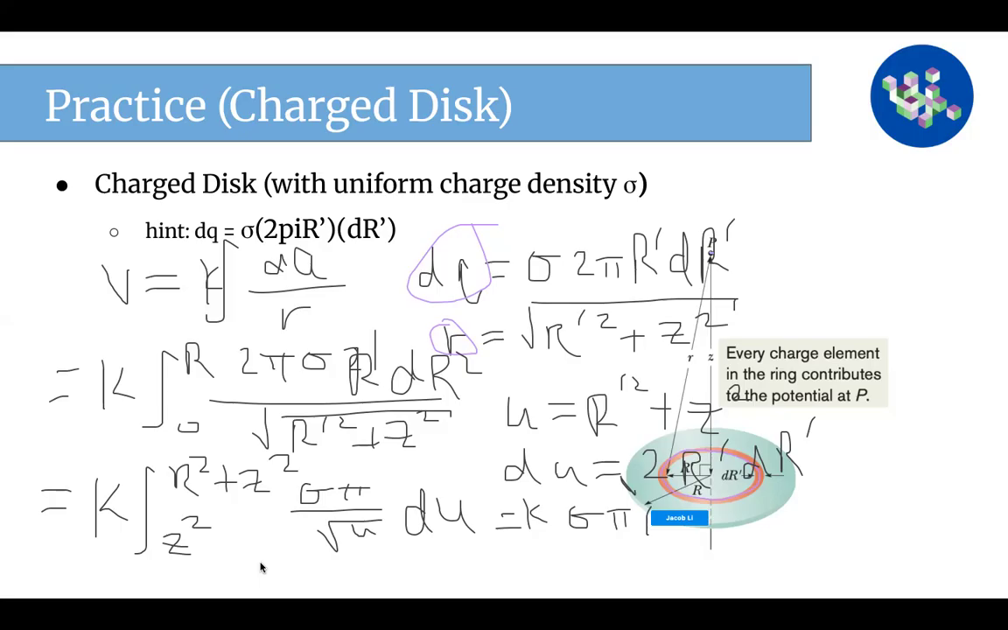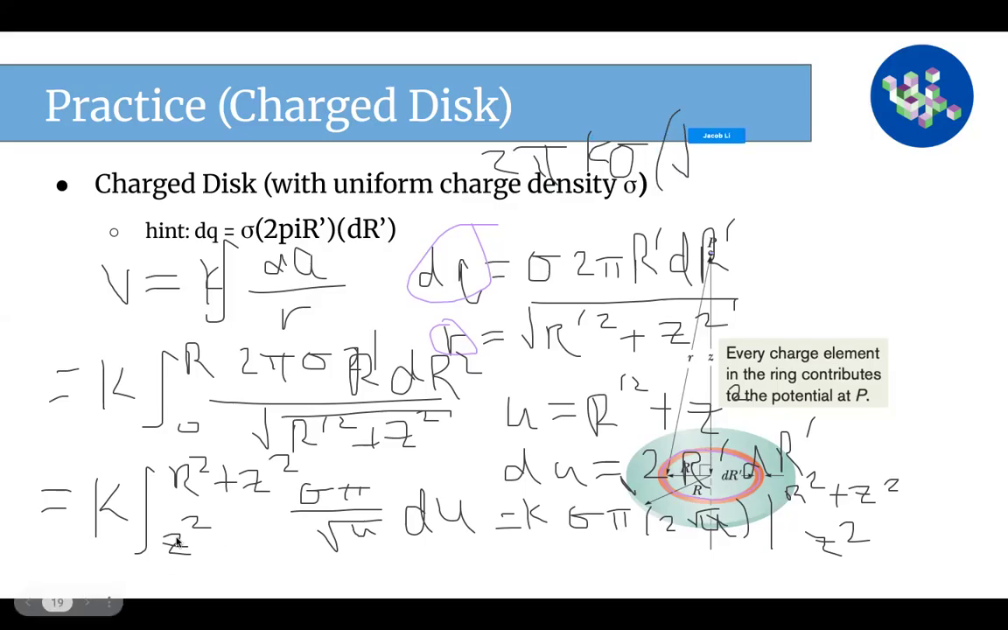You would also get 2 times the square root of u. Okay, and then you would evaluate that from r squared plus z squared with z squared on the bottom, and then you could just do the difference thing. Let me just write the answer that I got from the top. So you would just get 2 pi k sigma, the square root of r squared plus z squared minus the absolute value of z.